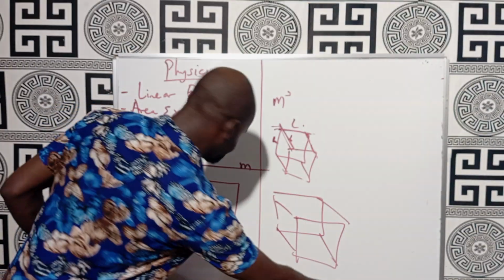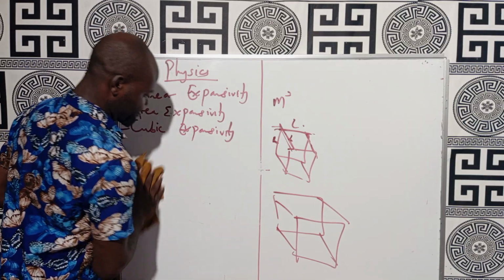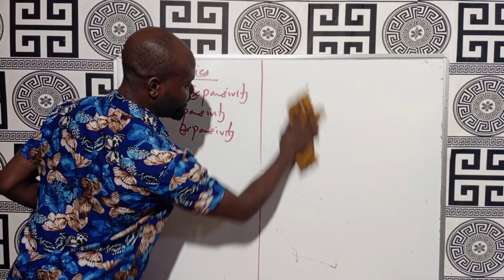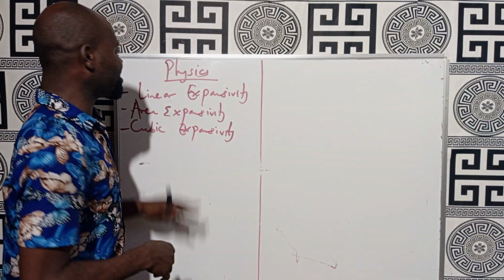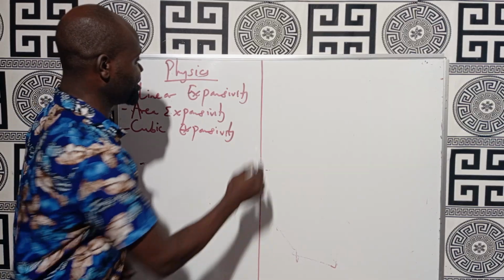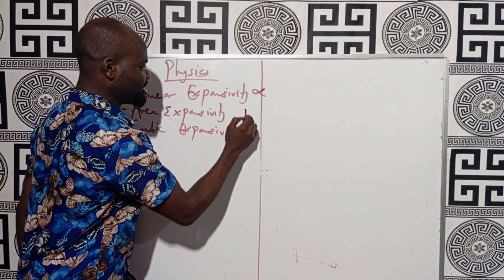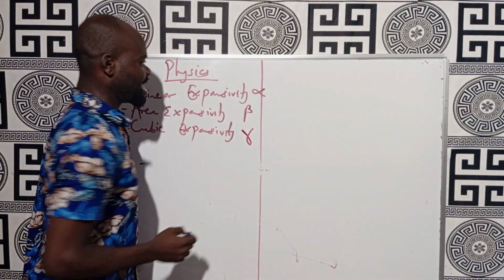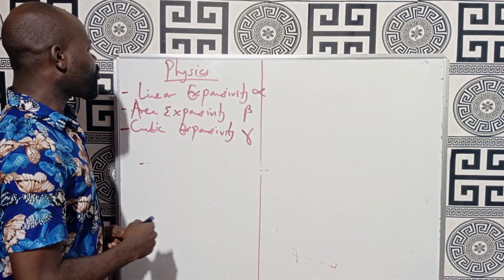Now let me start with linear expansivity. What is linear expansivity? I will define it for you. You can grab your pen and put it down. Linear expansivity has a symbol. The symbol is alpha. Area expansivity is beta, while cubic is gamma. If you turn your alpha up like this, that's gamma.